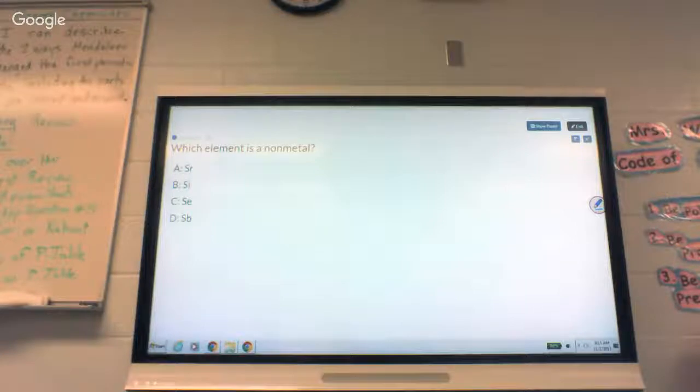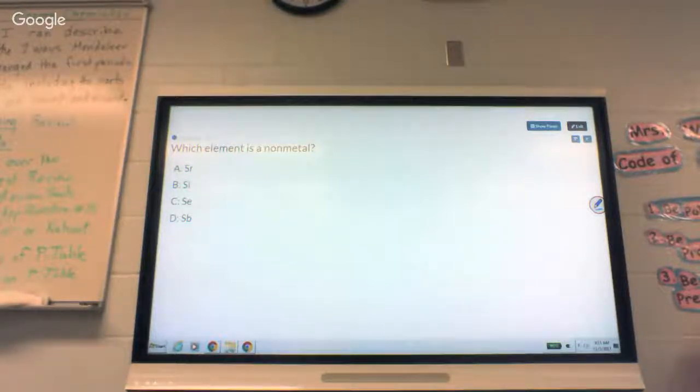What are the answers? The non-metal would be Se. Given we didn't all agree, I got one person who picked Sr. Sr is a metal, it's in group 2. Si is a metalloid, it is on the staircase. Two people picked Sb. Sb is a metalloid, it is on the staircase also.